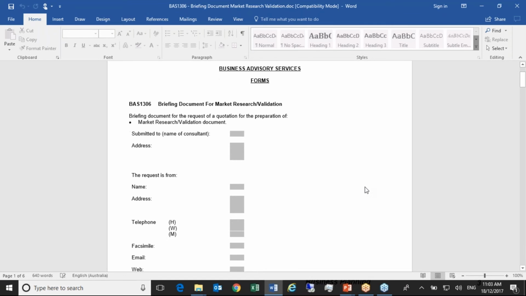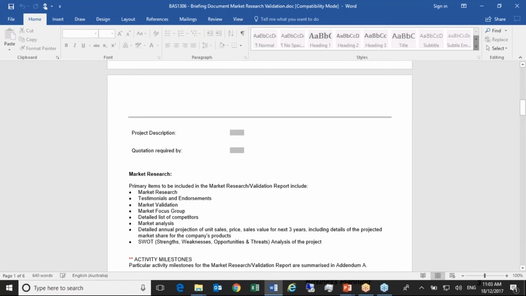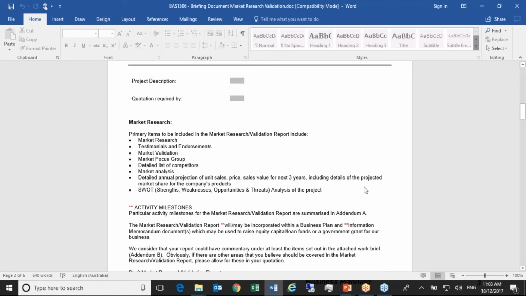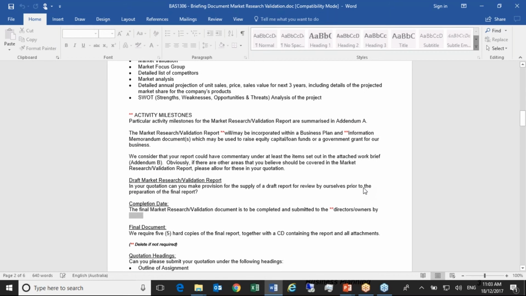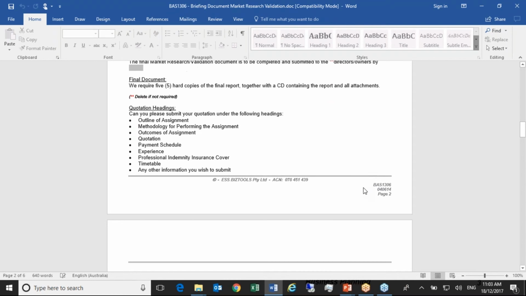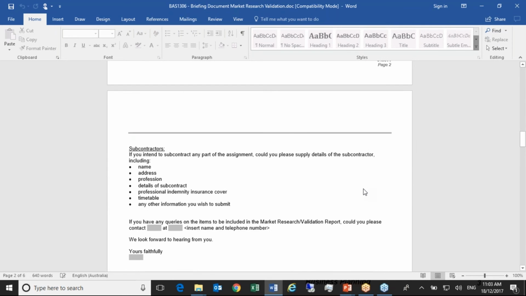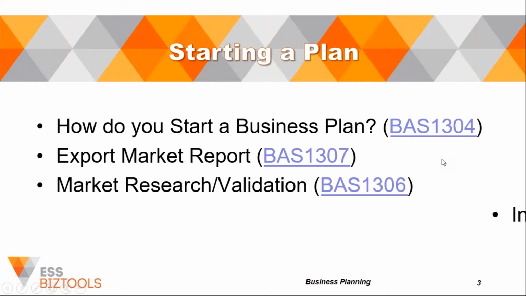included for other activities. And one of them is the market research or validation process to be undertaken by a market expert. So then we get to the specific requirements. What information is required from this expert? What are the milestones? What's the completion date? How many copies of the final document? In what format does your client require the final document to be submitted? And their quotation.